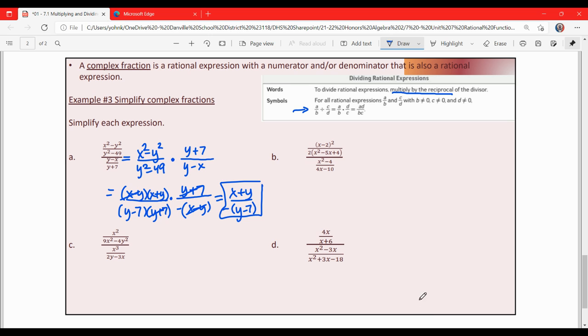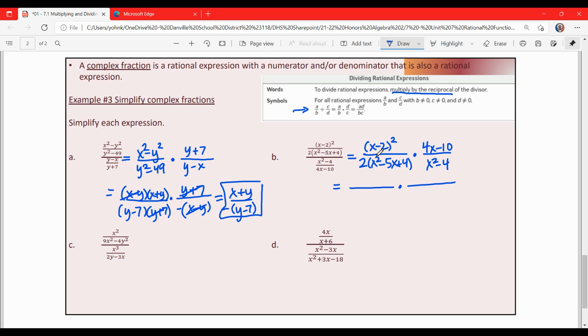There we go. All right, in letter B, let's rewrite this using multiplying by the reciprocal. So I have x minus 2 quantity squared on top, and a 2 times x squared minus 5x plus 4. Then we're going to multiply by the reciprocal, so flip. So 4x minus 10 comes on top, and x squared minus 4 goes on the bottom.